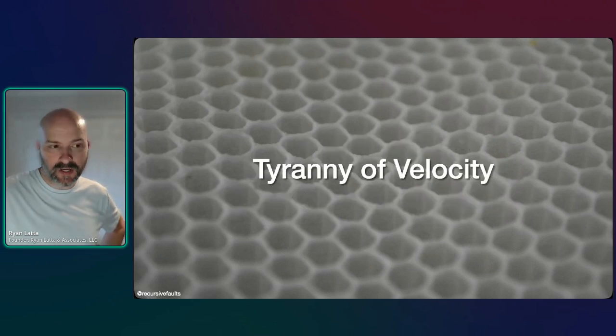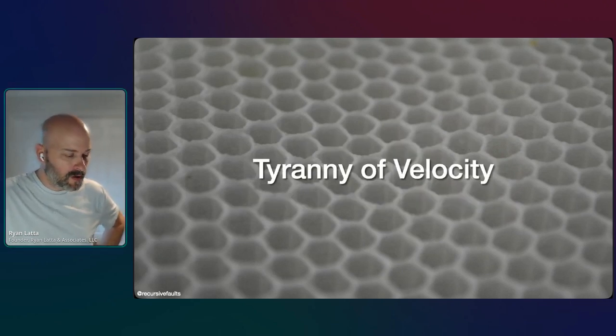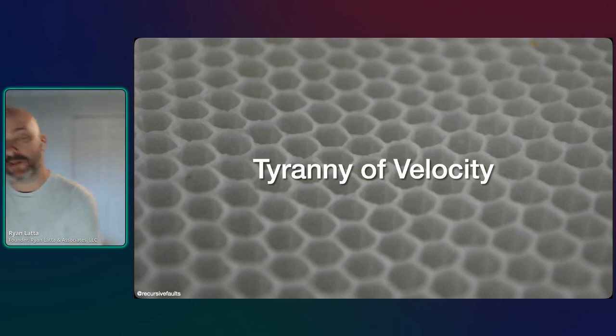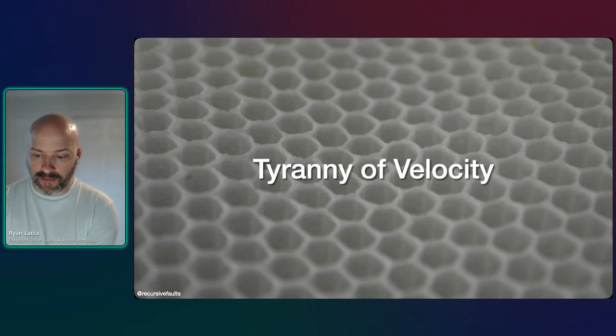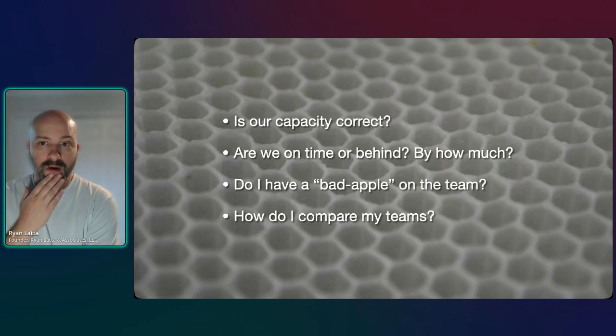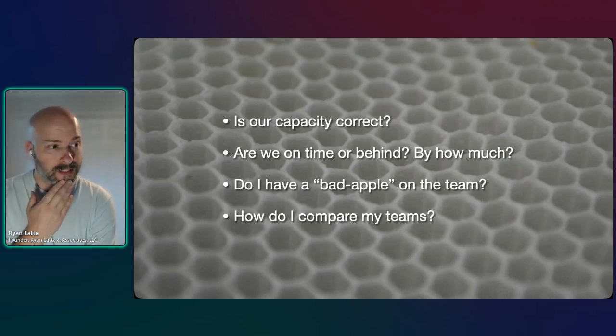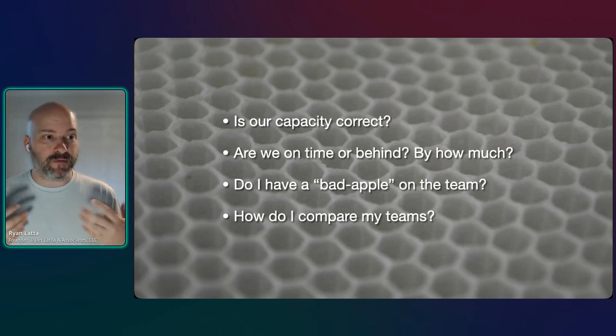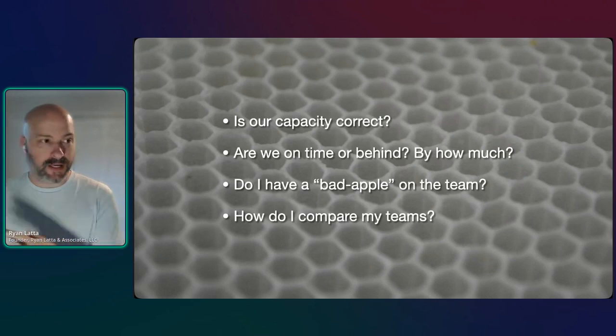So let's talk about the tyranny of velocity. I pick on velocity first because it's probably the single most commonly used metric in engineering. And I wouldn't be surprised if someone just rolled their eyes when I said velocity. And here's the thing: when we're in a leadership position, there are some serious questions we have to answer. We have to answer questions about our capacity. Do we have the right amount of capacity? How much are we off by? Same thing for scheduling. Are we on time, ahead of schedule, behind?